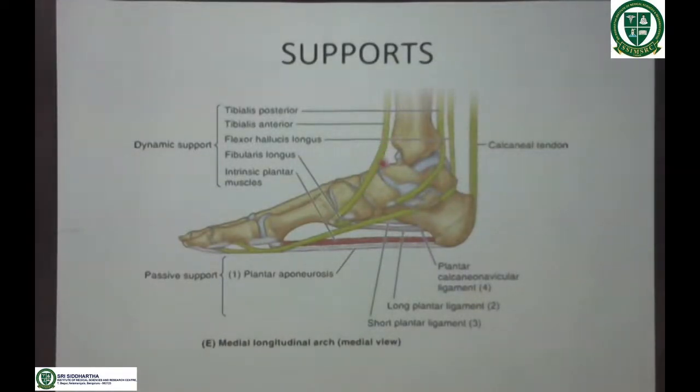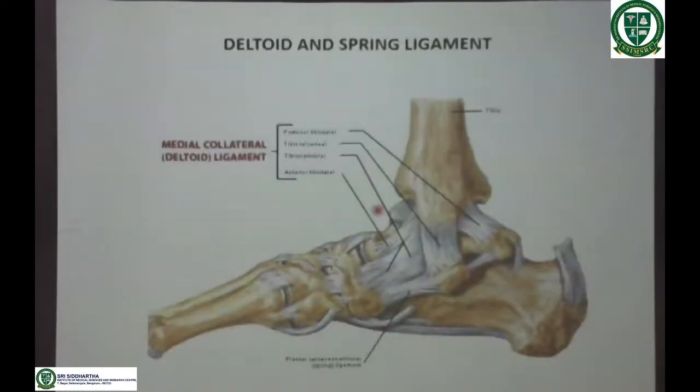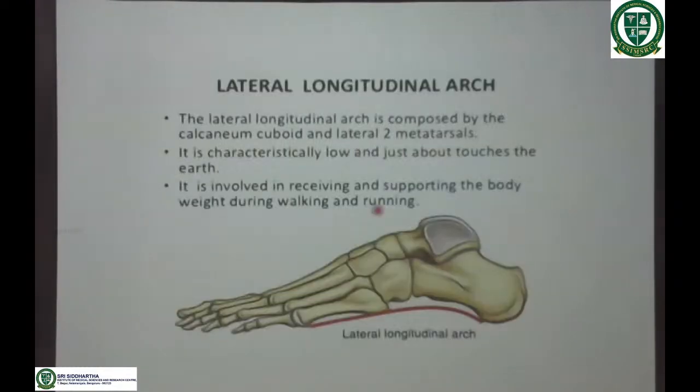Anterior means it supports the arch from above, that is the tibialis anterior, and the tibialis posterior also comes from here and inserts to the navicular and then to all the remaining tarsal bones except the talus. So the tibialis posterior and tibialis anterior act as a sling of this medial longitudinal arch. That's about the medial longitudinal arch.